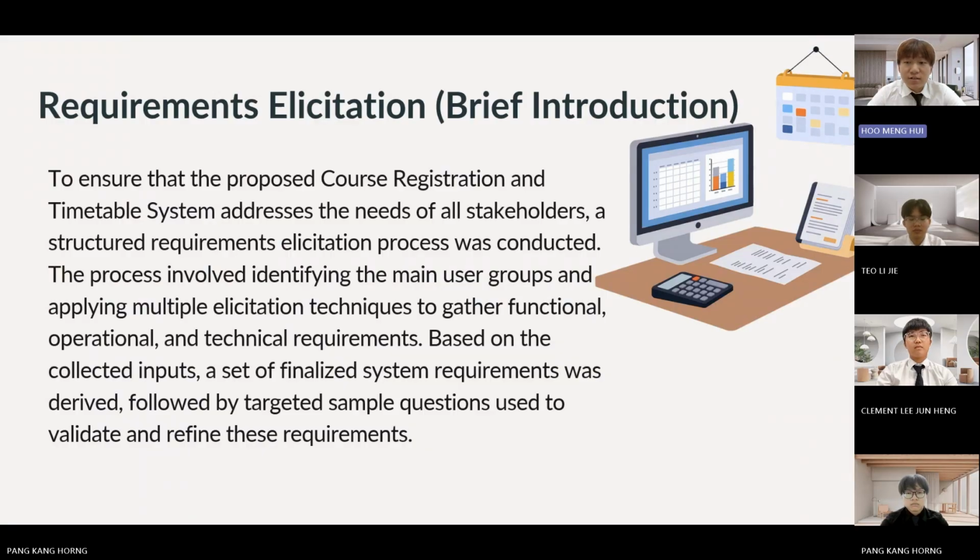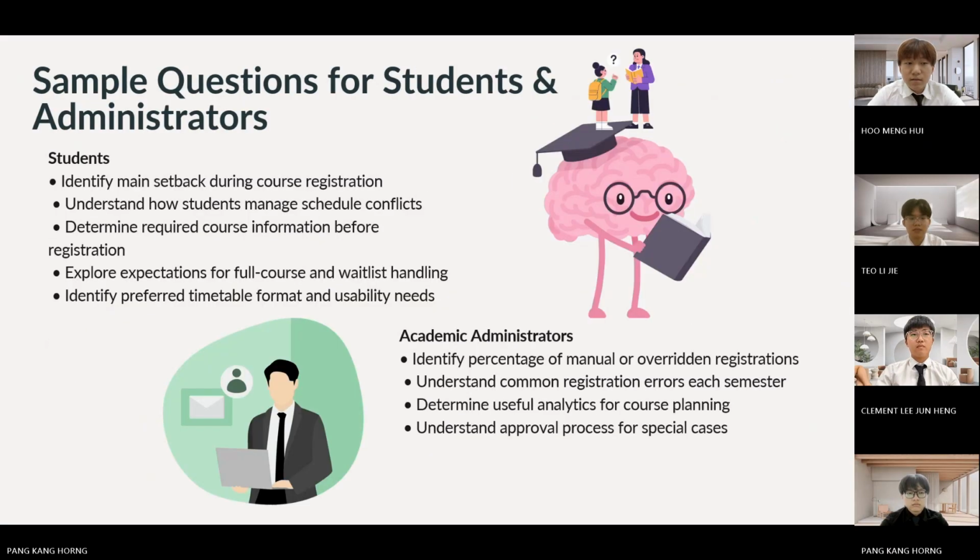Okay, so now I will present about requirement elicitation. The brief introduction for requirement elicitation is to ensure that the proposed course registration and timetable system addresses the needs of all stakeholders. A structured requirement elicitation process involves identifying the main user groups and applying multiple elicitation techniques to gather functional, operational, and technical requirements. Based on the collected input, a set of finalized system requirements was derived, followed by targeted sample questions used to validate and refine the requirements.